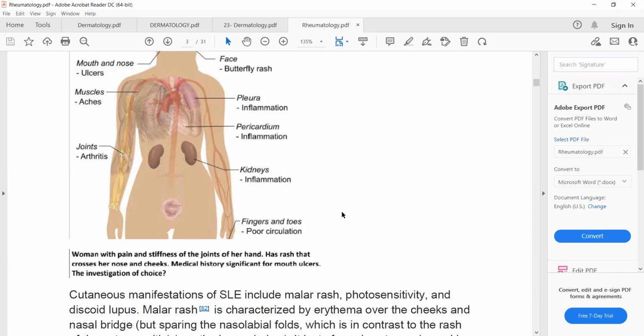So a woman with pain and stiffness of the joints of her hand has a rash that crosses her nose and cheeks. Medical history is significant for mouth ulcers. What is the investigation of choice? So a female with joint stiffness or arthritis, she has a rash that crosses her nose and cheeks, a butterfly rash, and medical history is also significant for mouth ulcers. What is the investigation of choice in this case?